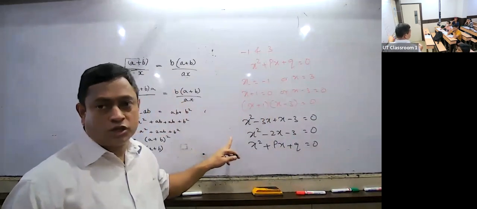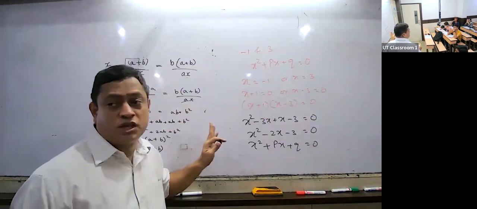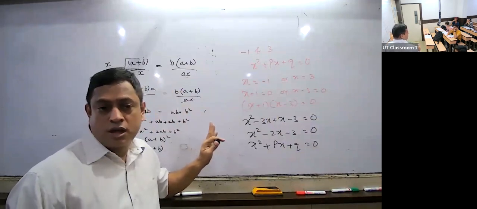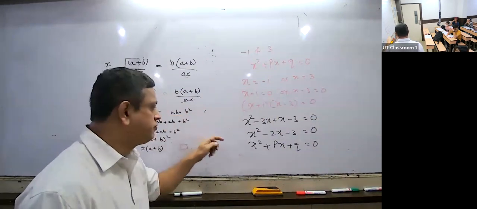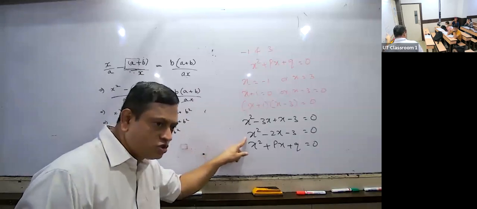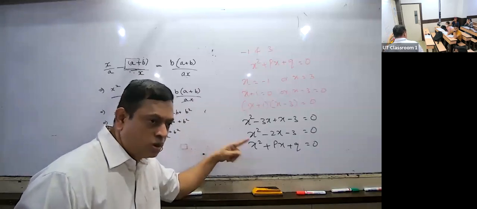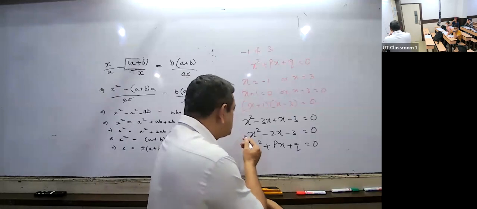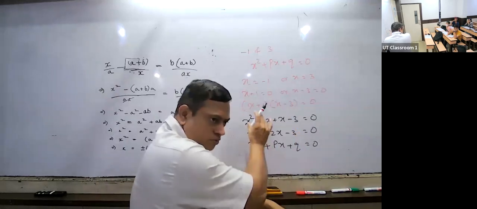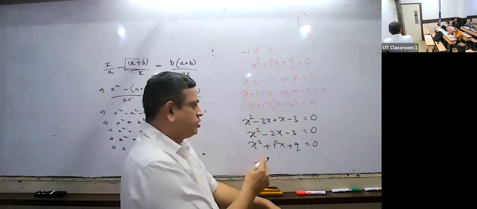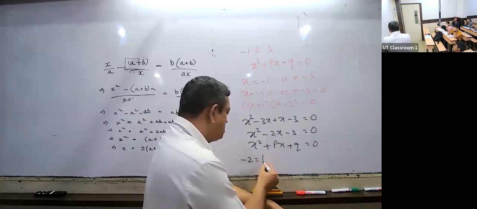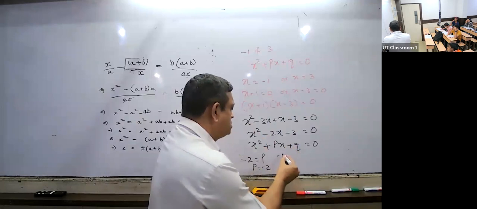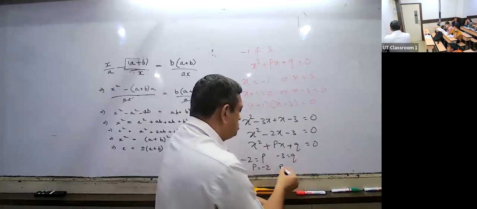Compare the coefficients. Before comparing, listen here. First and foremost, if it is x square here, there should also be x square there. If it was 2x square, you have to divide, make the coefficient the same, then only equate. Therefore, minus 2 is equal to p. Therefore, p is equal to minus 2. And minus 3 is equal to q.